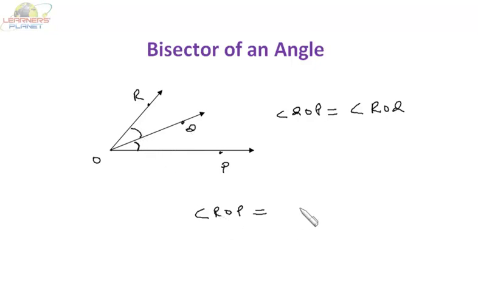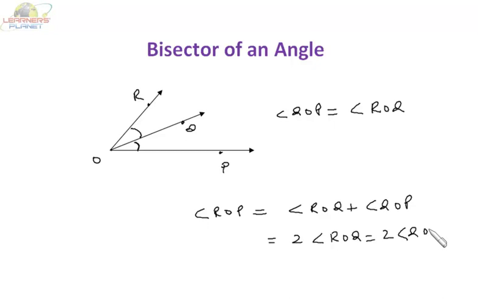So angle ROP is equal to angle ROQ plus angle QOP. And both of them are equal. So we can write it as 2 angle ROQ or 2 angle QOP. And we call this line, that is OQ, the bisector of angle ROP, since these two angles are equal.